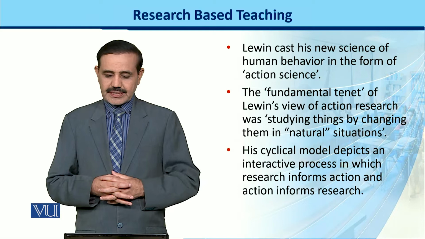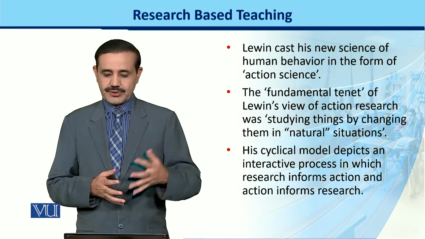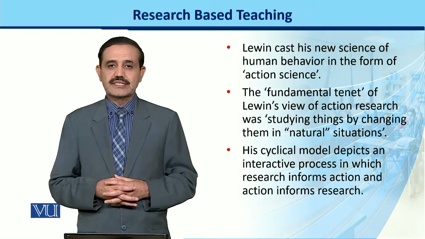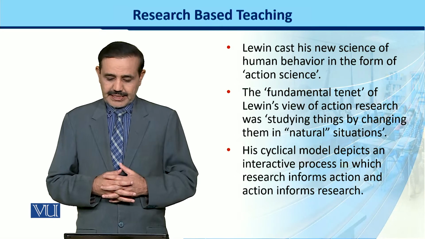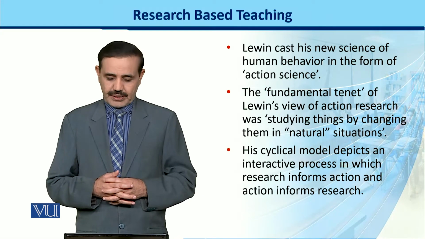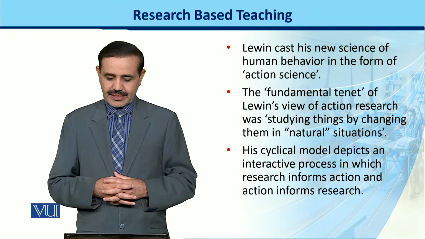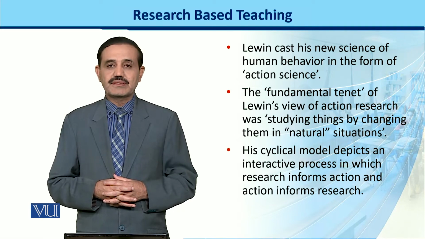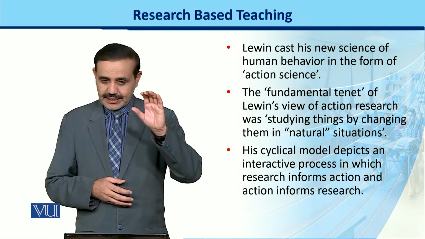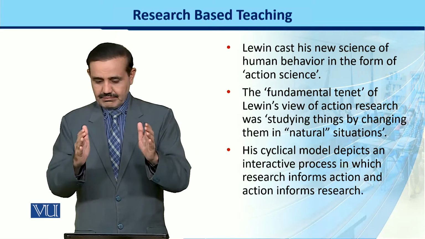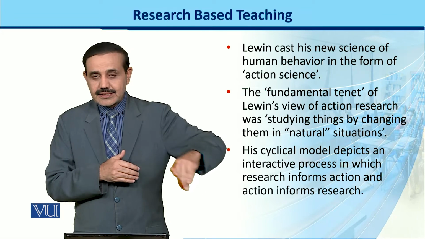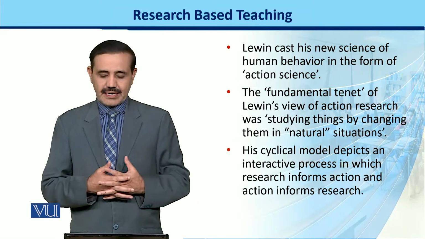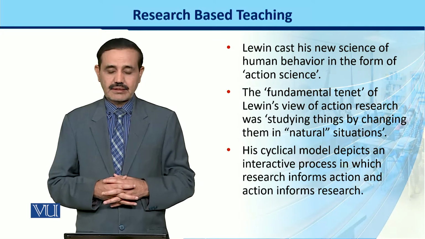Therefore, Lewin produced and introduced a new science of human behavior, called action science. The basis of Lewin's action research was studying things by changing them in a natural situation. What is the natural situation? Keeping things in the natural situation or changing it, how can we understand that phenomenon? That was Lewin's basic concept.